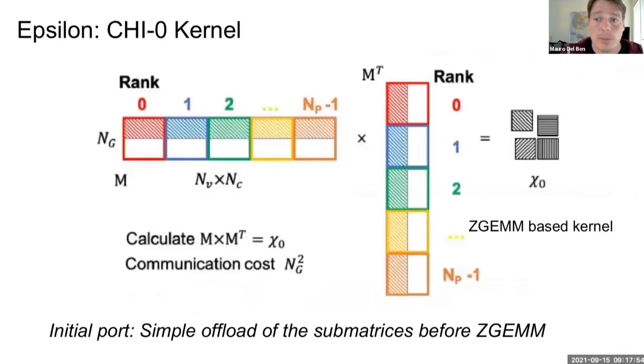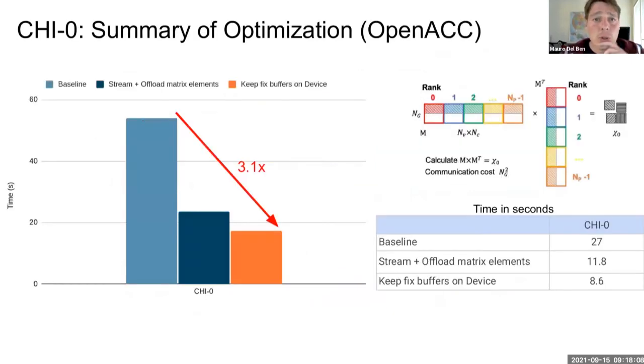Let me briefly also show you the result for the chi-0 optimization. Again, these are large distributed matrix multiplications, short and fat matrices. The original implementation was very simple, offloading the matrix elements before executing the ZGEMM. So similarly to the MTXEL kernel, and with the lessons learned from the CUDA implementation, we have implemented two main strategies here to improve the performance.